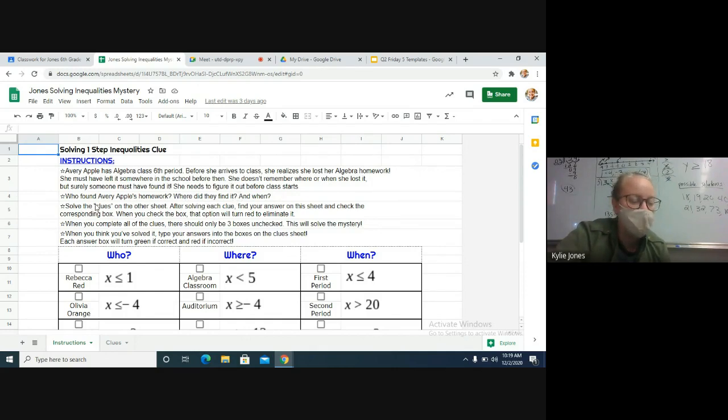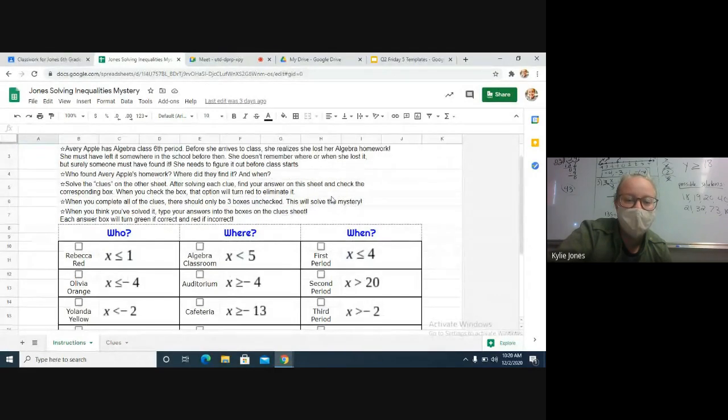On the second page, we're going to solve the clues. So we have quite a few inequalities to solve. Just like we solved them yesterday with Ms. Dauphine, we're going to solve them today as well. Okay? After you solve each clue, find the answer on this sheet.